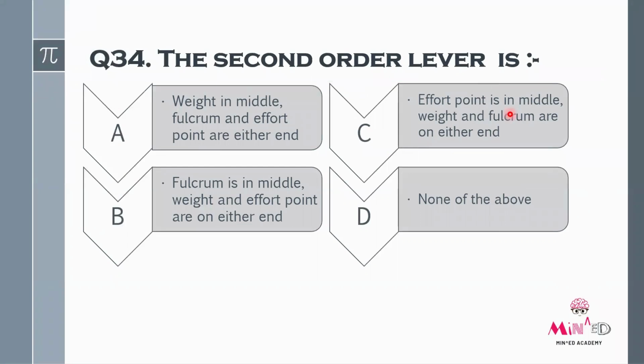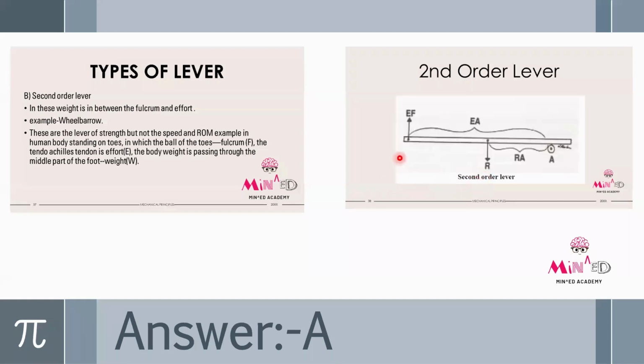Next, we'll move to question number 34. That is, the second order lever is that which has: option A, weight in middle, fulcrum and effort point at either end. Option B, fulcrum is in the middle, weight and effort point are on either end. Then in option C, effort is in the middle, weight and fulcrum are on the other ends. And option D, none of the above. About levers in detail, I have already done a video on the basics of mechanics that you can follow on our channel. So we'll directly talk about the second order lever.